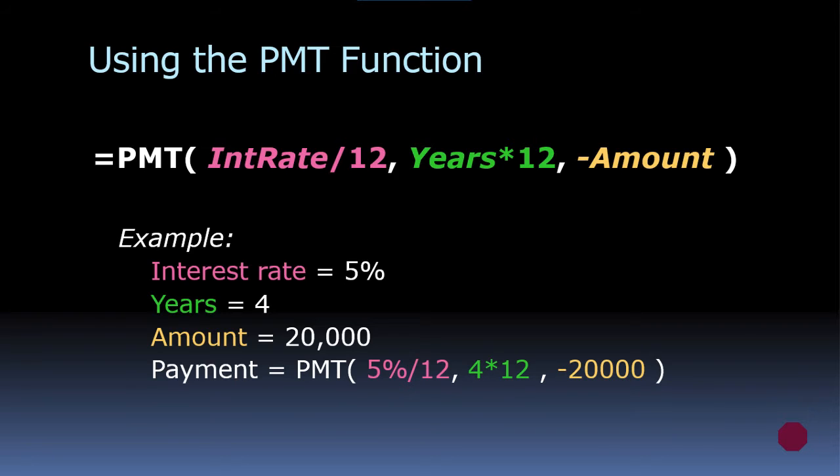You'll notice we divide the interest rate. Interest rates are usually indicated as yearly interest rates, but for this formula, we want the monthly interest rate, so we divide it by 12 to get that. Instead of the number of years, we want the number of months, so we multiply times 12 to get that. And then we put the amount in as a negative number, just so that the result will be positive. I'll explain that a little bit later. Our result here, for example, would be $460.